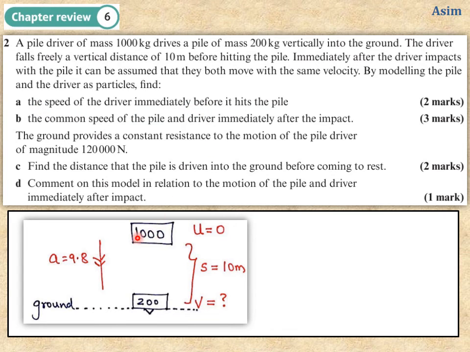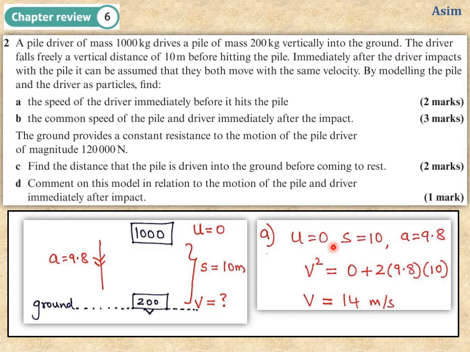So what is the speed with which it hits here? Simple, you know 3 pieces of information. You can find the fourth by using kinematics. So you know u, you know s, you know a. V square is u square plus 2as, and we got velocity as 14 meter per second.